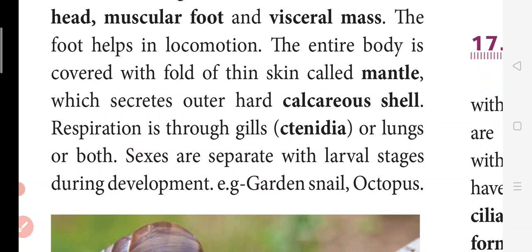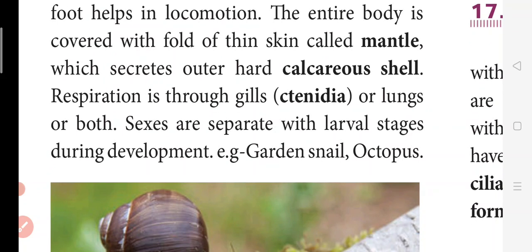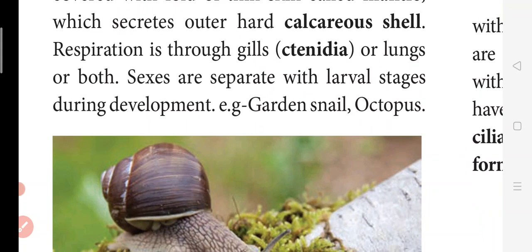Respiration is through gills. So they secrete from the body a hard calcareous shell, and that shell gets created. That part only we call visceral mass. And their respiration is through gills. Here the gills, for snail it is gills or lungs or both, anything they will use.